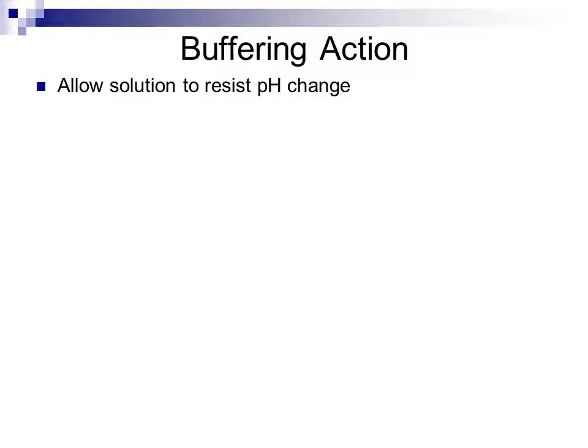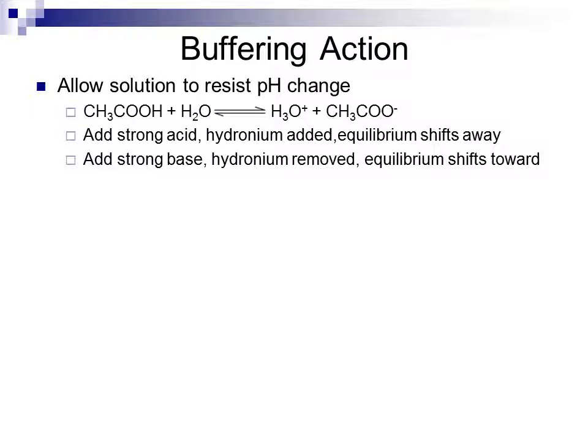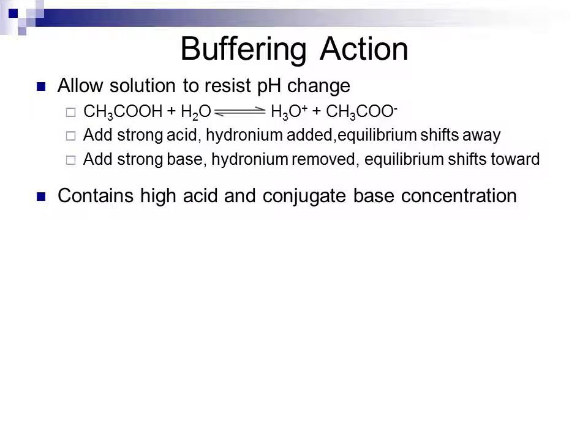Now, buffering action allows a solution to resist pH change. In any sort of buffer situation like this, the addition of a strong acid will produce hydronium. The equilibrium will shift away from the hydronium, towards the left. Adding a strong base will remove hydronium. Equilibrium will shift to replace that hydronium, shifting to the right.